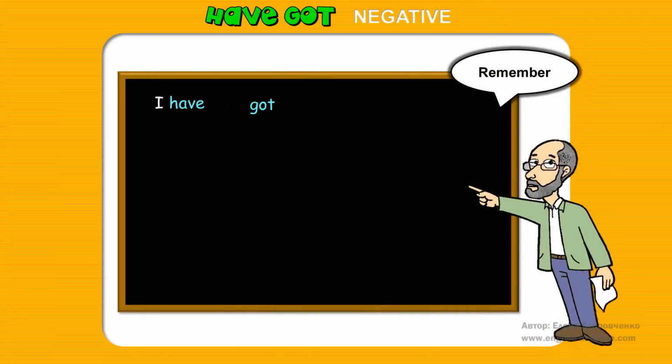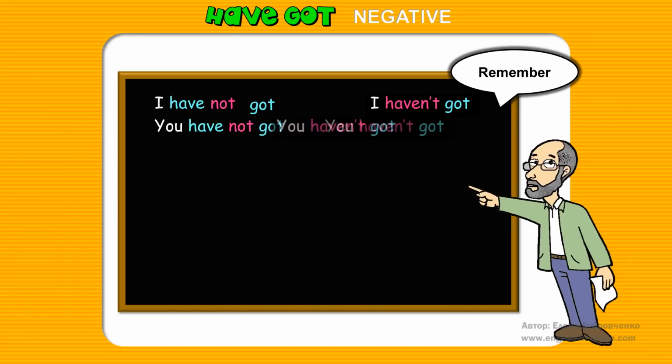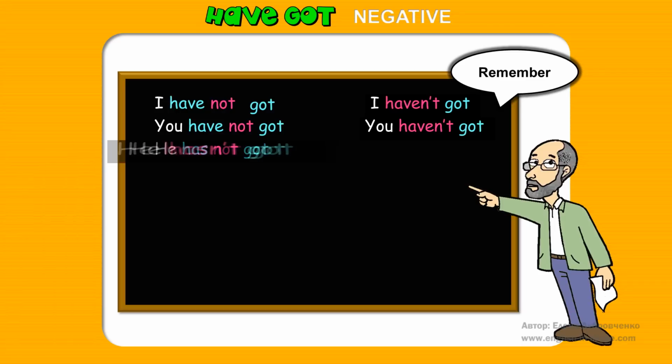А теперь давайте посмотрим, как образовать предложения отрицательные. Для этого нам понадобится отрицательная частичка not, и ставить мы ее будем после глагола have. I have not got. Сокращенная форма I haven't got. У меня нет. You have not got. You haven't got. У тебя нет. He has not got. He hasn't got. У него нет.